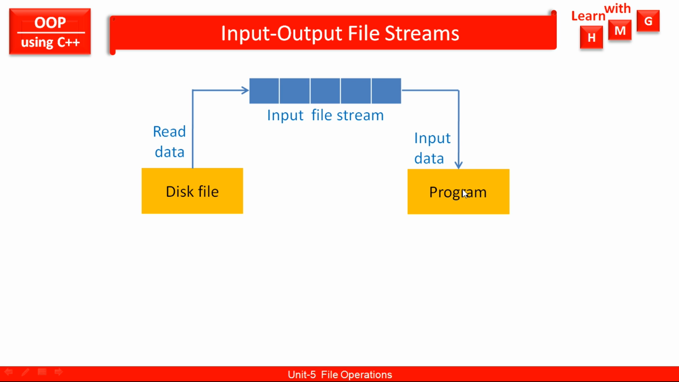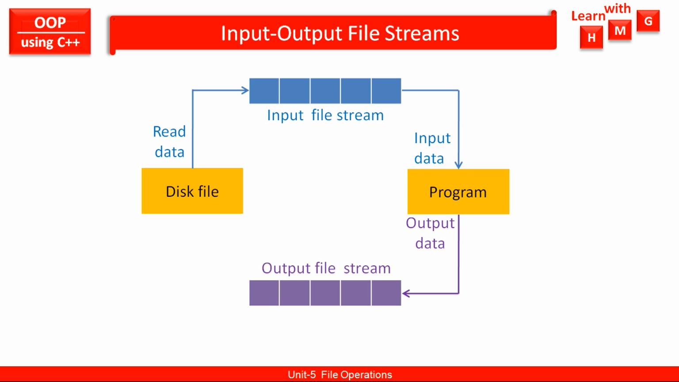Now this program will process this input data and generate output, that is the output data. This output data is inserted into the output file stream. So the output data will go from the program to the output file stream, and from the output file stream it is written into the file on the disk. This is the flow from program to output file stream and then to disk file. Here the output file stream again acts as an interface between the program and the file.